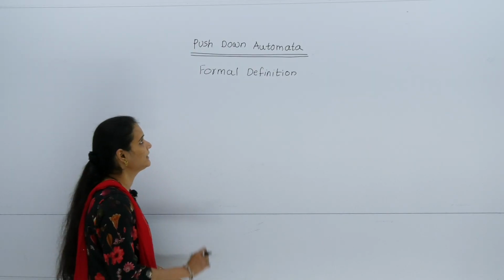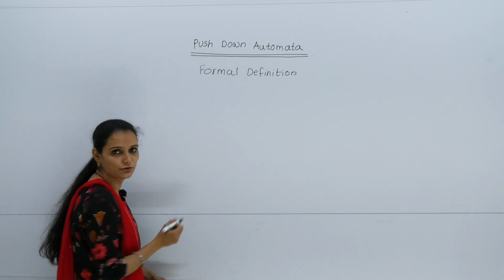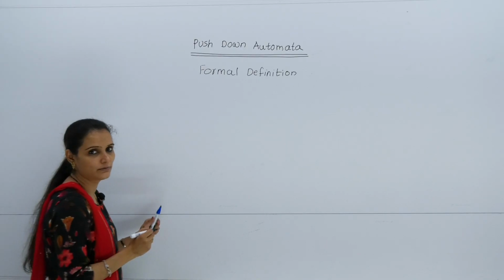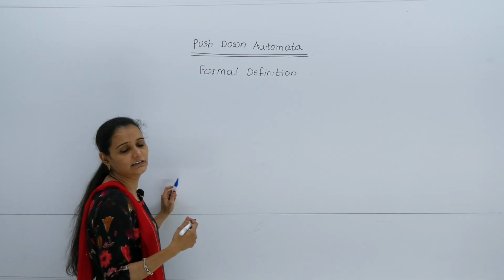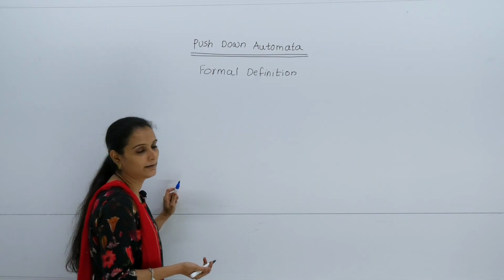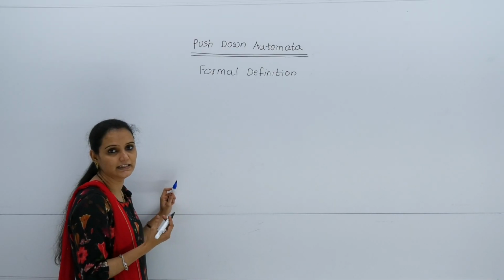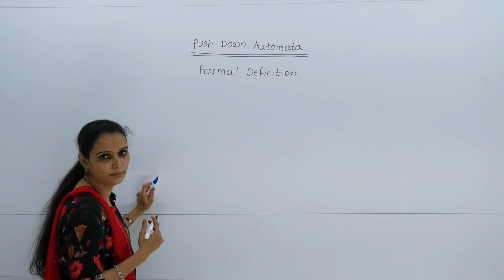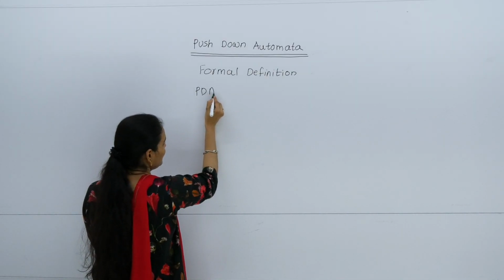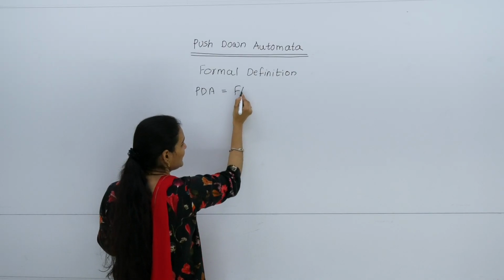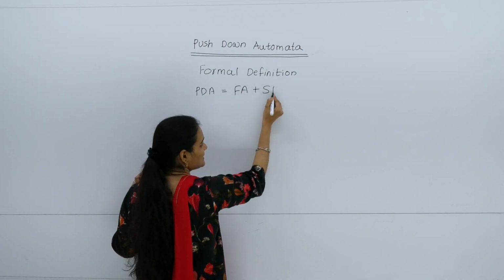In the previous video we have seen the concept of the push down automata. So we have seen what is push down automata. It is finite automata plus stack, then the three components of push down automata. Then in today's video we will see the formal definition of the push down automata. As we know, push down automata is nothing but finite automata plus stack.